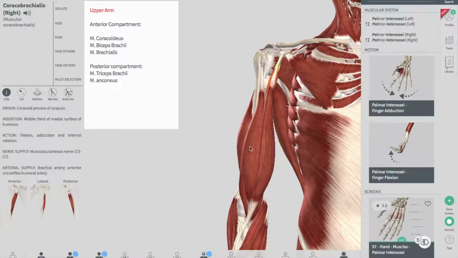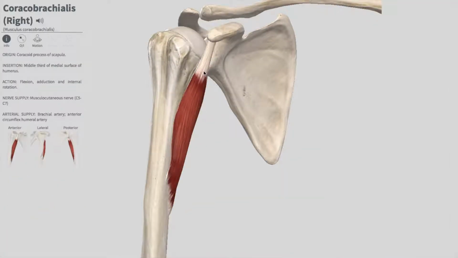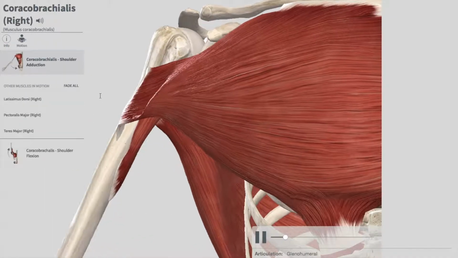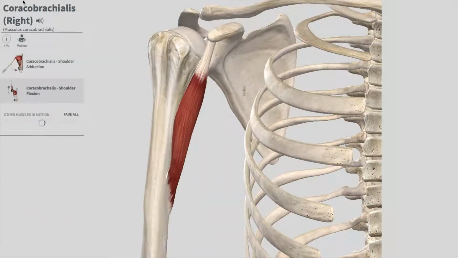The anterior compartment consists of three muscles: the coracobrachialis muscle, which is going to sit here. It arises from the coracoid process and inserts at the corpus humeri. And the function of this muscle is to flex the upper arm and abduct the arm, as you see here. Abduct the arm and flex the arm.